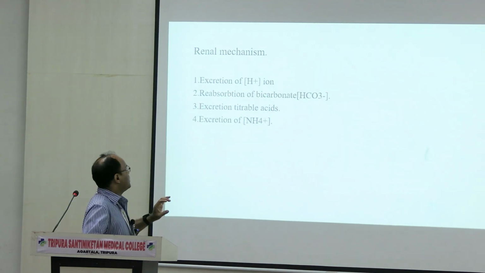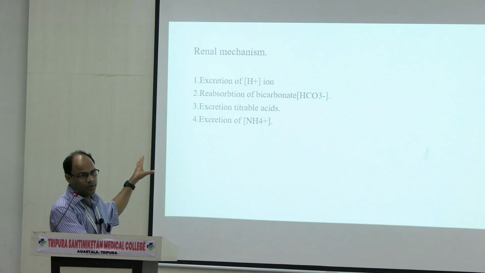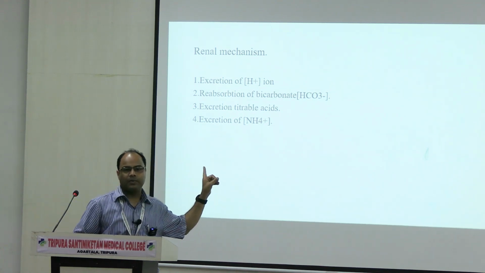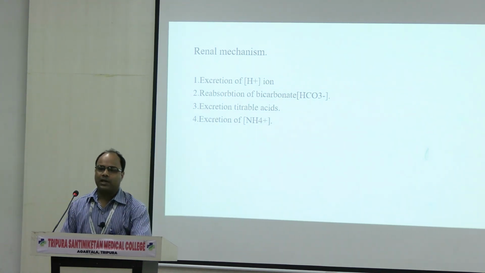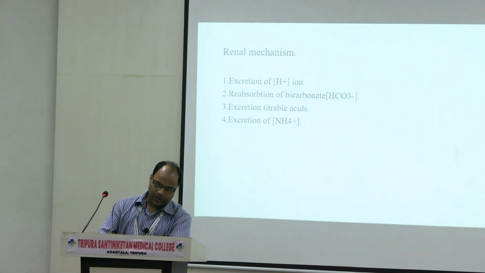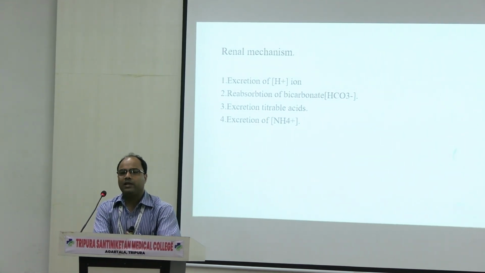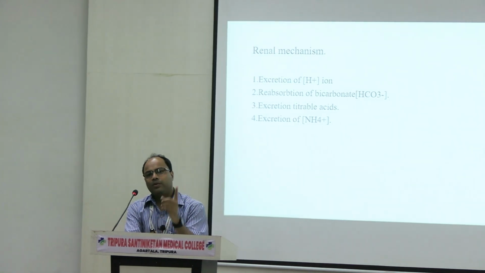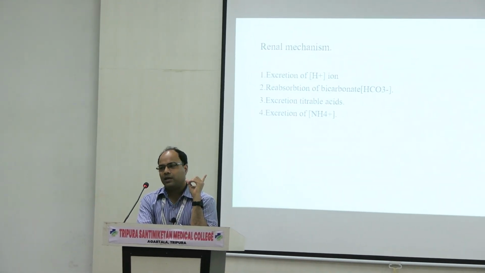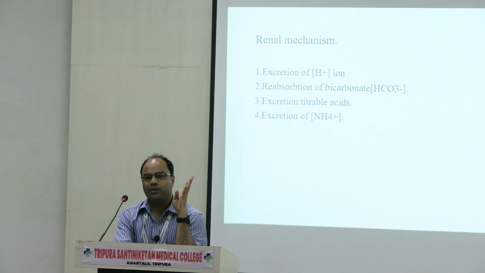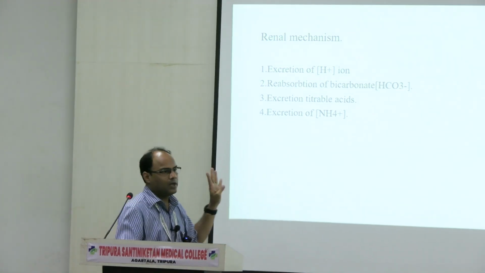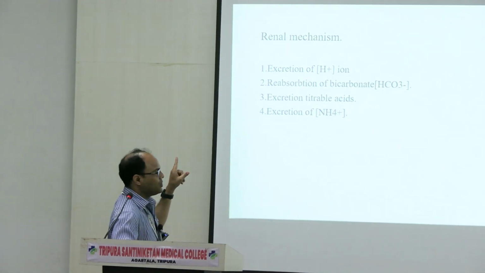Next is the renal mechanism. This is one of the most important mechanisms. You may be asked in the exam: please write down the renal mechanism of acid-base pH maintenance. So everyone should be familiar with this mechanism. There are 4 types of systems that work in the renal mechanism. The first one is excretion of hydrogen ion.